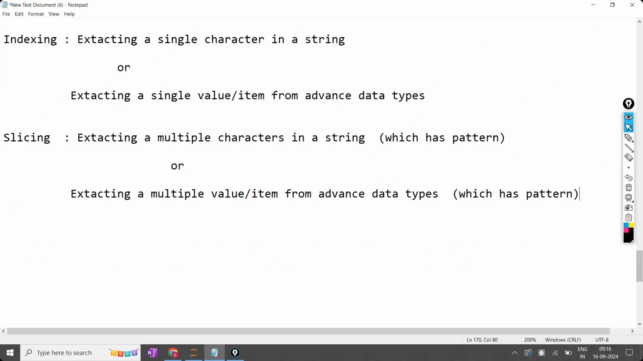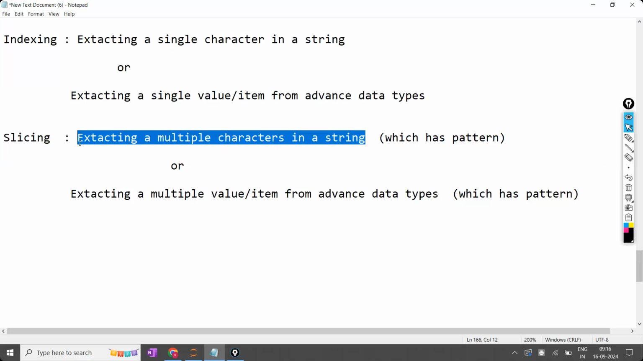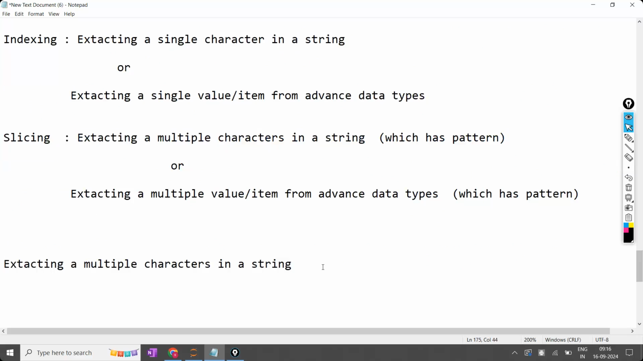Sir, for example, if I want to extract multiple characters in a string which doesn't have a pattern, in that case what do we have to do? In that case, we have to go with the loop. The concept name is called loop. It can be possible, but in a different way.